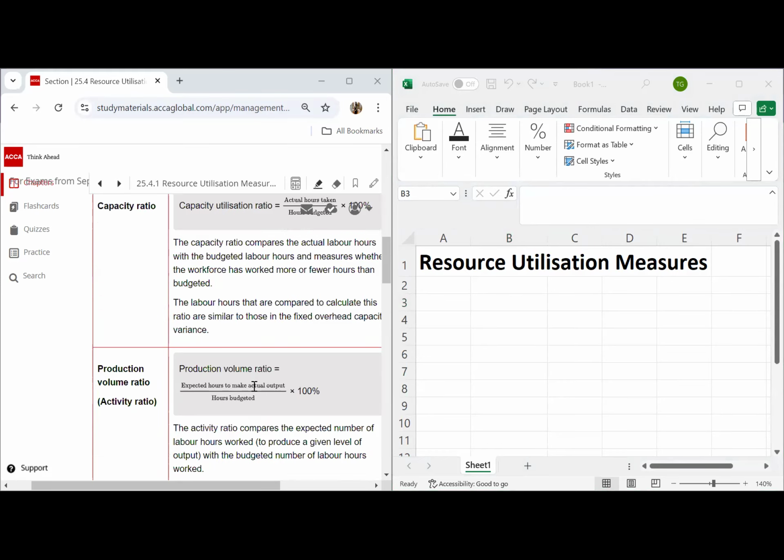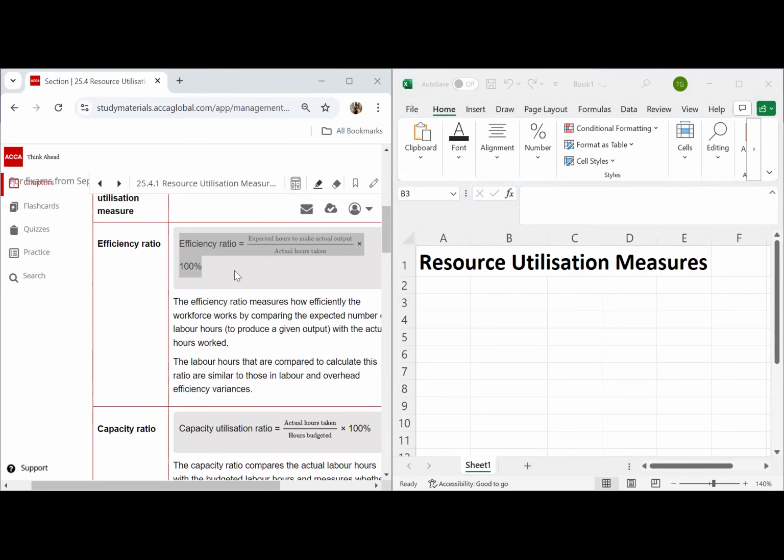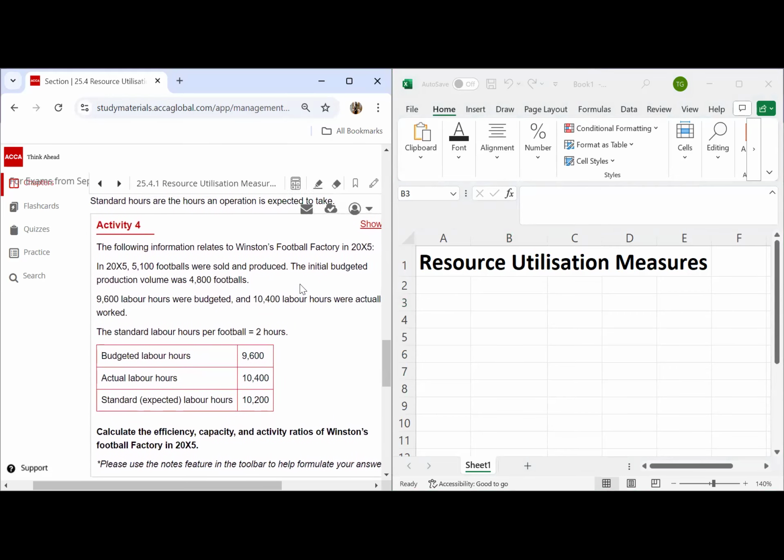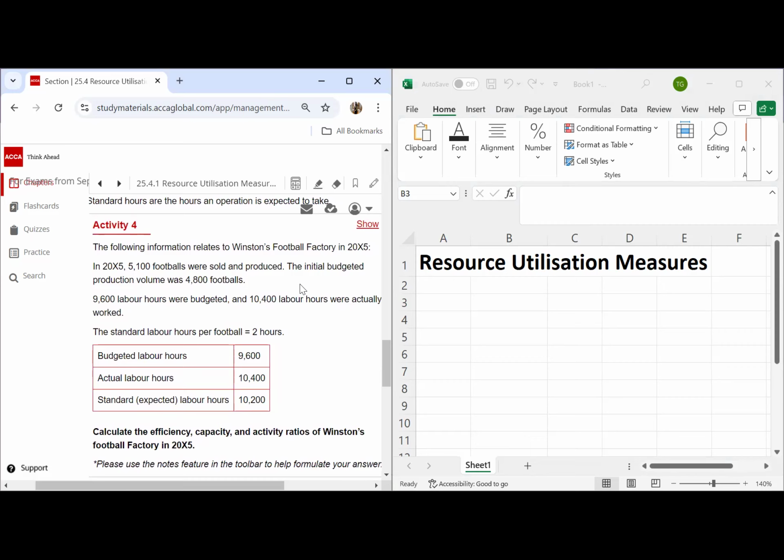The formulae you'll also be able to find over here on the study hub. So the efficiency ratio is expected hours to make the actual output divided by the actual hours taken. So let's see what the information is telling us. In 20x5, 5,100 footballs were sold and produced. Initial production volume was 4,800 footballs. 9,600 labor hours were budgeted and 10,400 labor hours were actually worked. The standard labor hours per football are supposed to be 2 hours. So budgeted, actual and standard labor hours have been given to us.